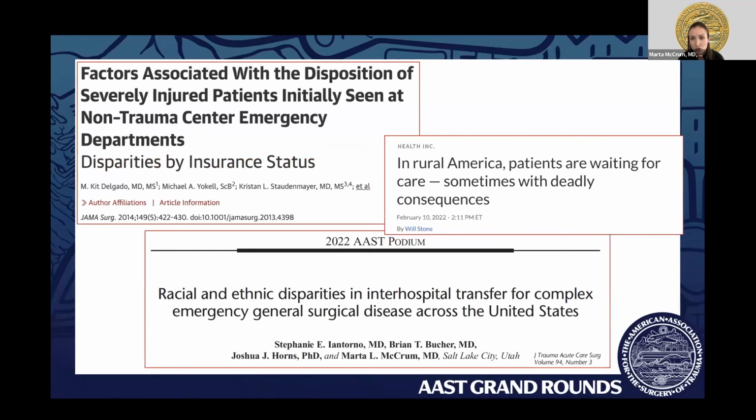And there are well-documented disparities in who gets transferred. Differences have been noticed in secondary triage for severely injured trauma patients by insurance. Our team had identified substantial racial and ethnic disparities in interhospital transfer for complex or severely ill EGS patients who present to community hospitals. And finally, during the height of COVID, bed and hospital system capacity constraints prevented transfer of rural surgical patients needing ICU care with substantial impact on outcomes. And the third box here is an NPR article about a young patient who unfortunately died because there wasn't an appropriate bed available for her to be transferred to.